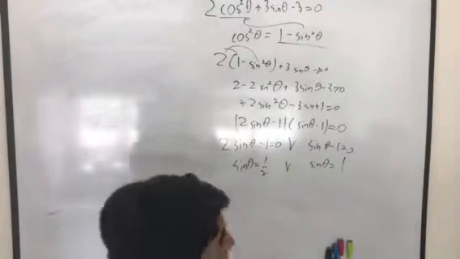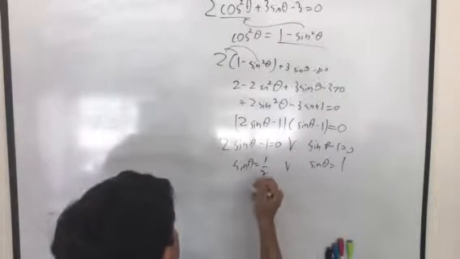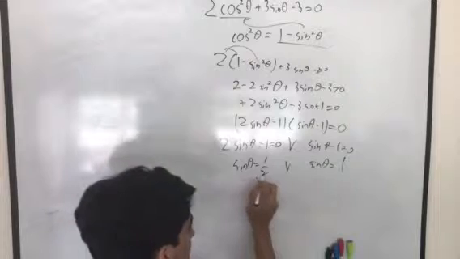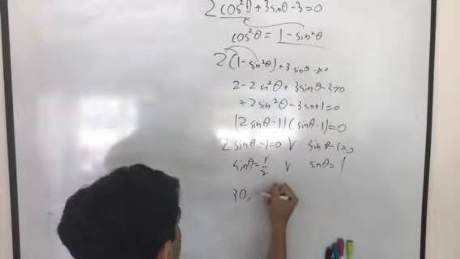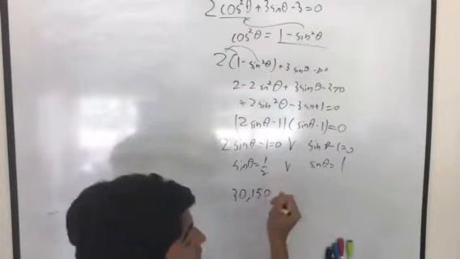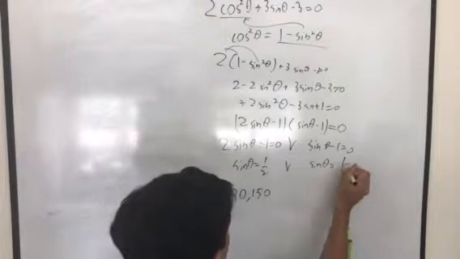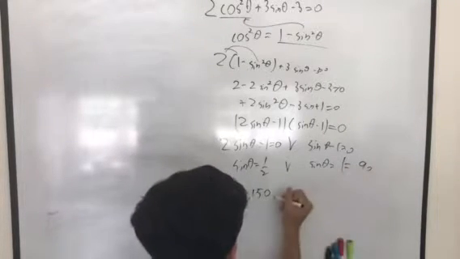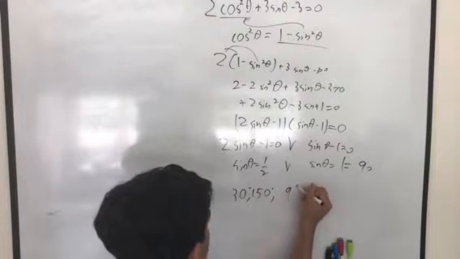And you're not done here yet, because you're not solving for sine of theta, you're solving for theta itself. So 1 half is equal to either 30 degrees or 150 degrees. So those are your two solutions, and then for sine of theta equaling 1, that can only equal 90. So your final solution is going to be 30 degrees, 150 degrees, and 90 degrees.